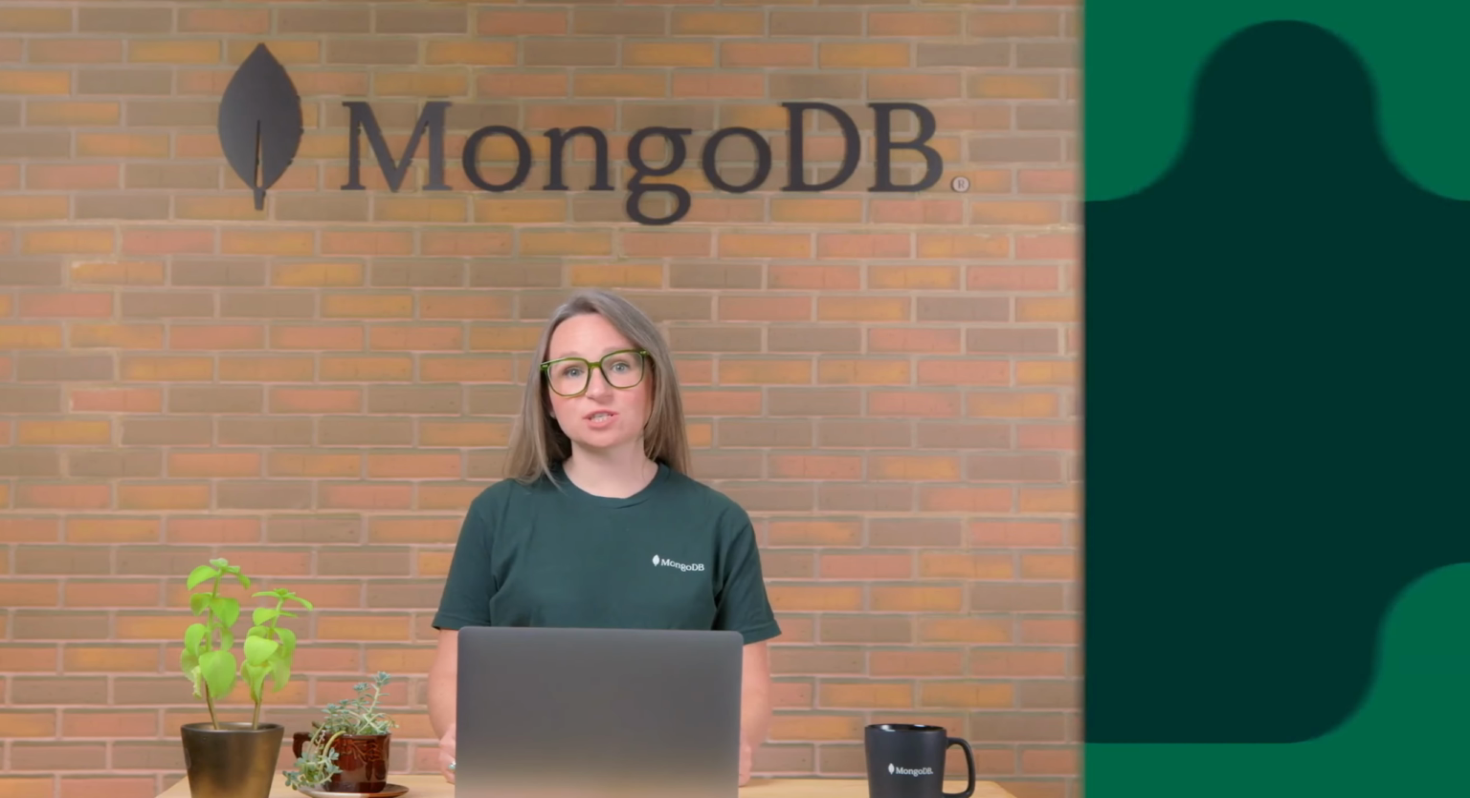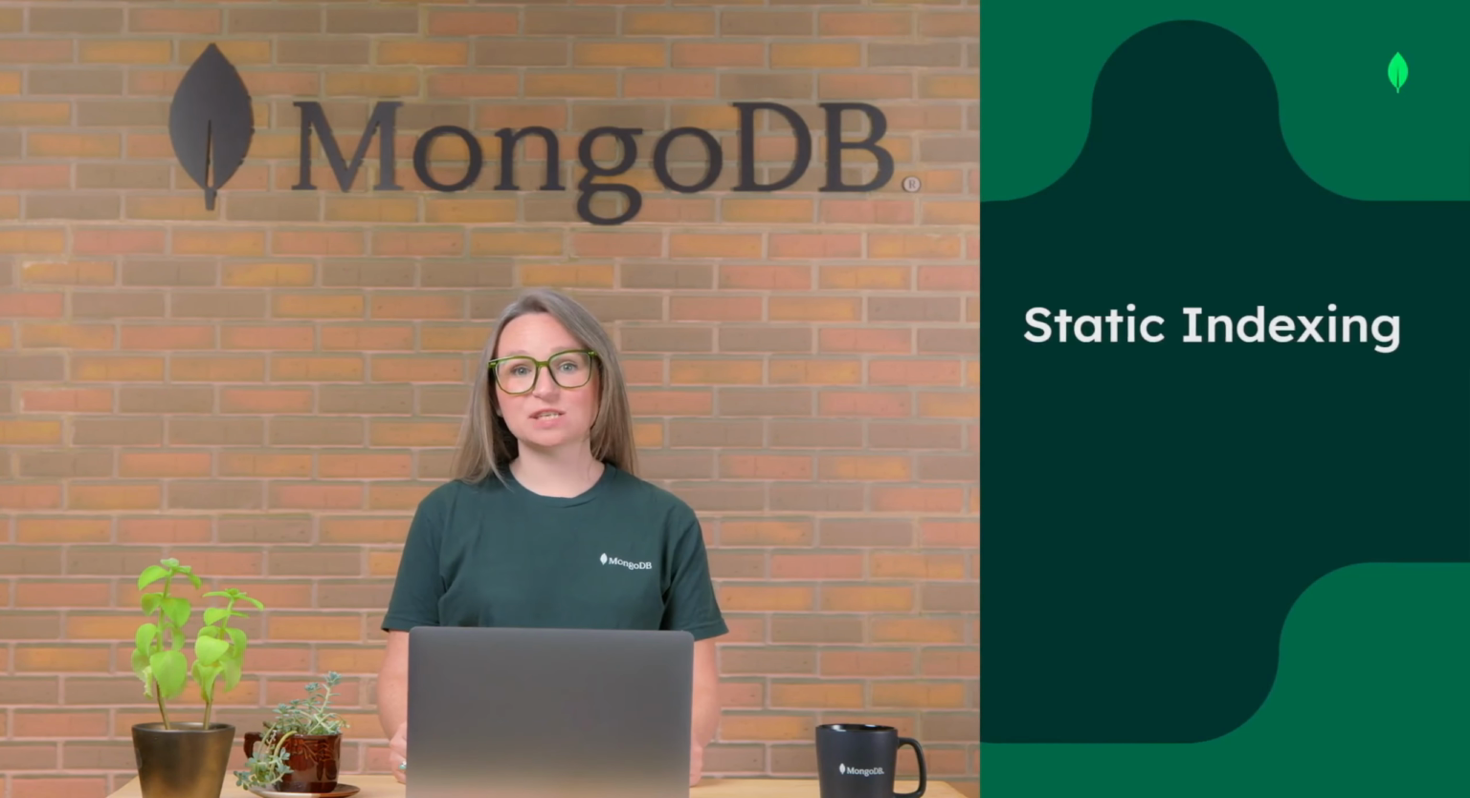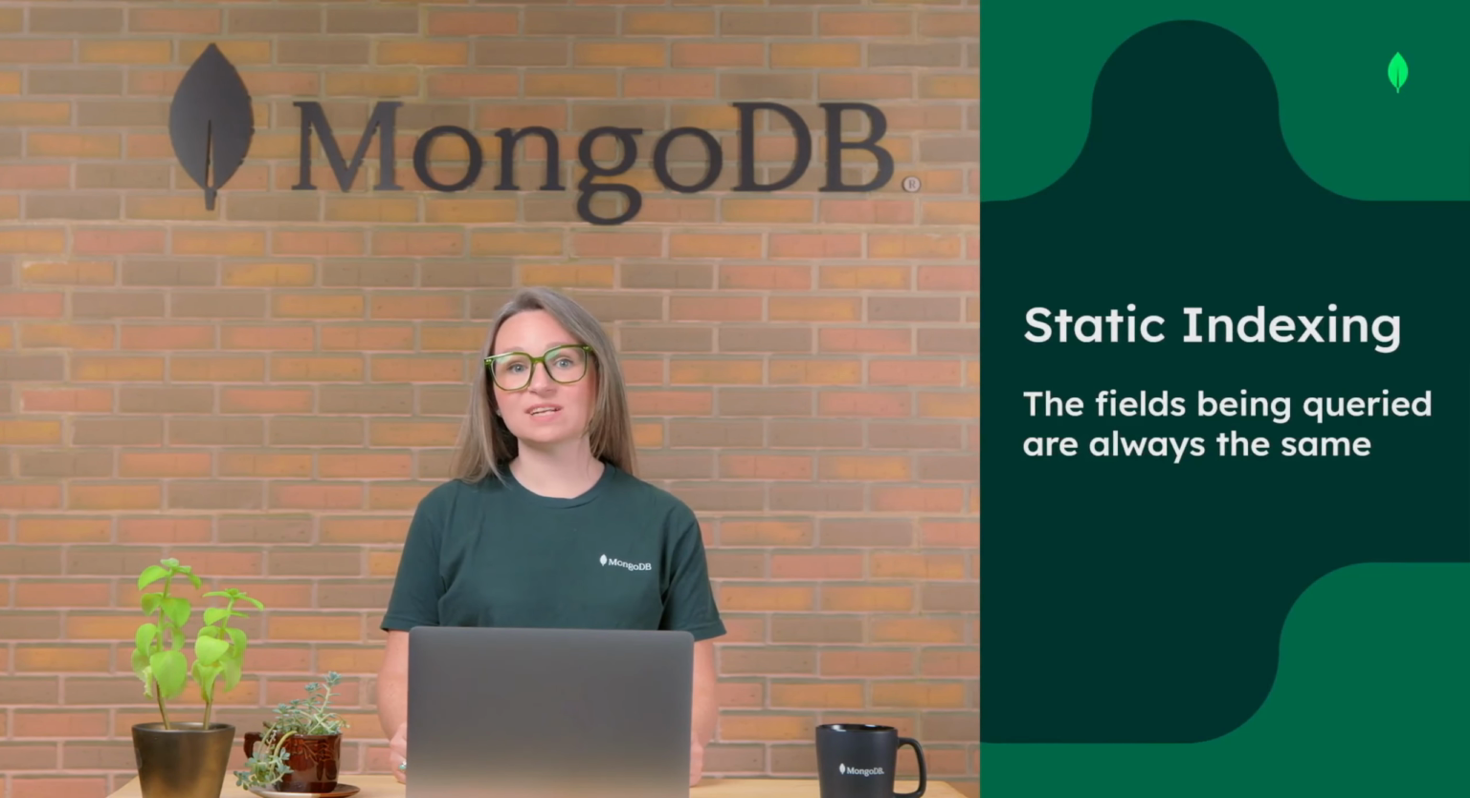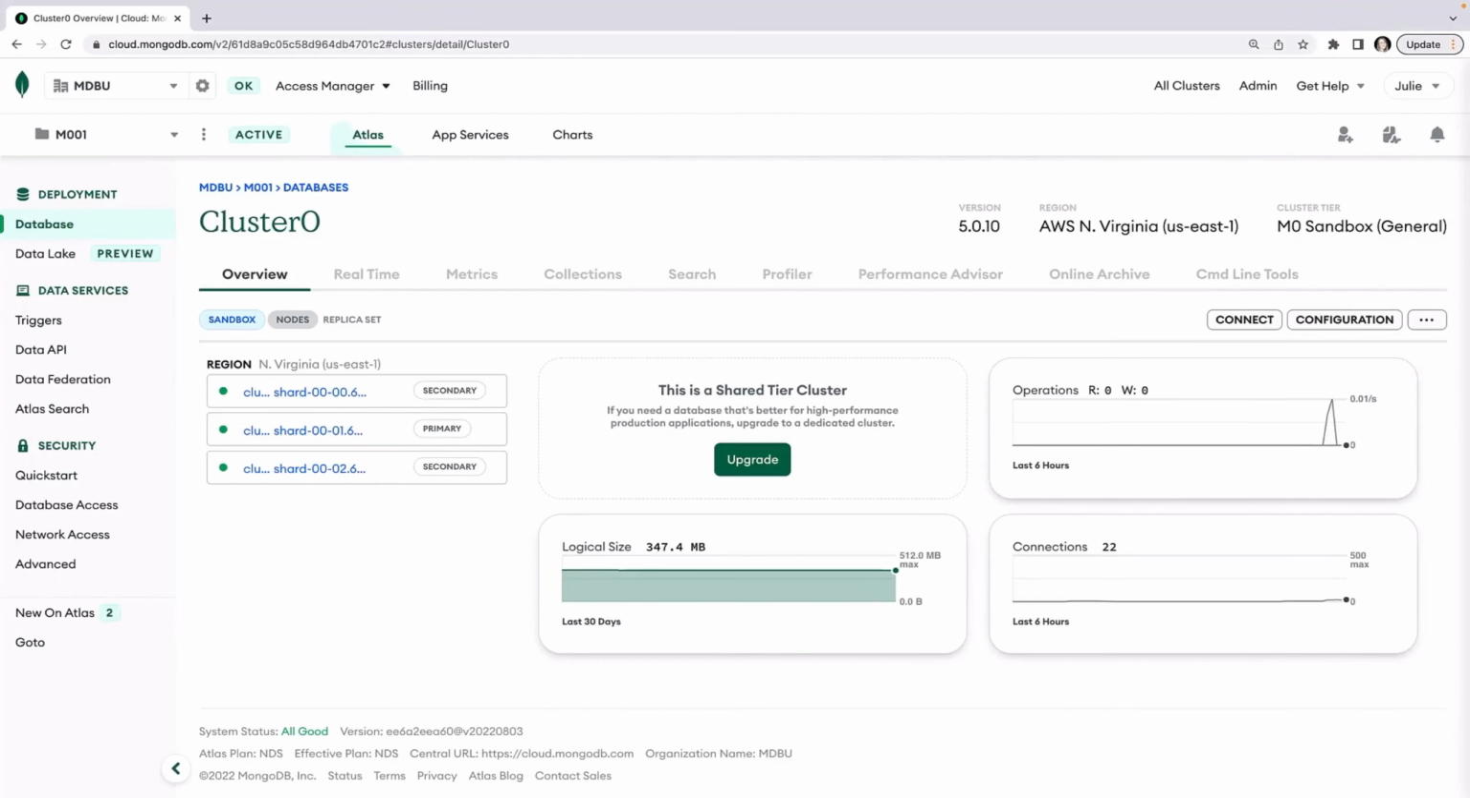This type of search index is called static indexing because the fields that are being queried against are always the same. They're static. Static indexing on specific fields makes the search quick and efficient by minimizing the number of fields to be indexed. Let's jump right into our Atlas Search Index.